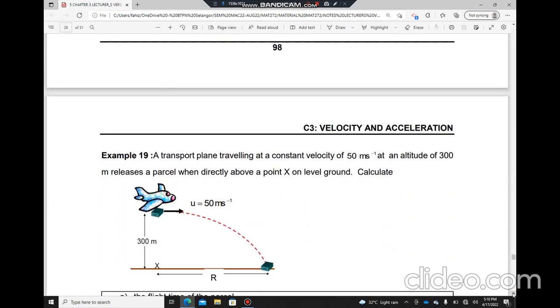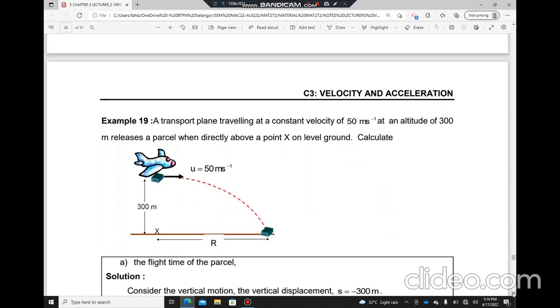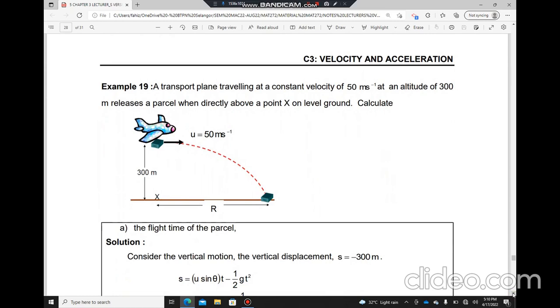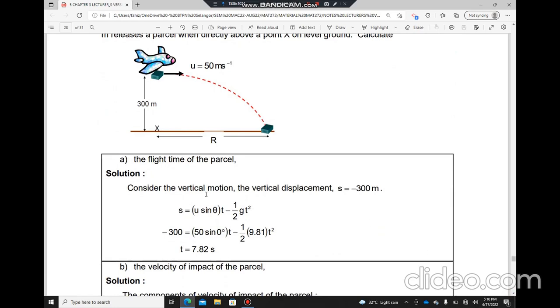Then example 19. A transport plane travelling at a constant velocity of 50 m s^-1 at an altitude of 300 meter releases a parcel when directly above a point X on level ground. Calculate the flight time of the parcel. Yang ni pun sama, cuma make sure you all kena take note information kat sini. So consider the vertical motion, the vertical displacement s equals negative 300. So you substitute into this formula u sin theta t minus 1 over 2 gt square. So we get the flight time.